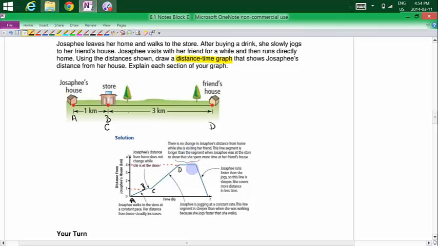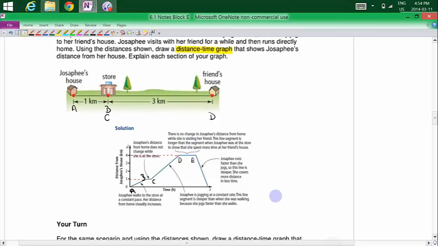And so we'll call that from D to E. Okay, and so we'll put E here. And so there is no change in Josephine's distance from home while she is visiting her friend. This line segment is longer than the segment when Josephine was at the store, to show that she spent more time at her friend's house.